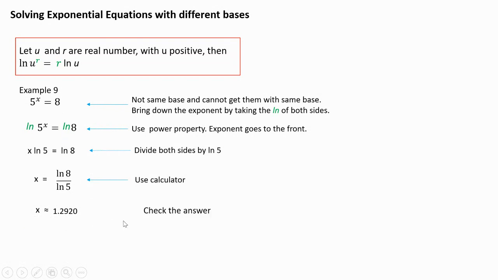You can also check your answer. I'm going to plug in 1.2920 for the x. If you have a calculator, it's going to give you something real close to 8. It might be a little over or a little under, but it's real close to 8. You see, 7.99996 is very close to 8, so I know that's a correct answer.